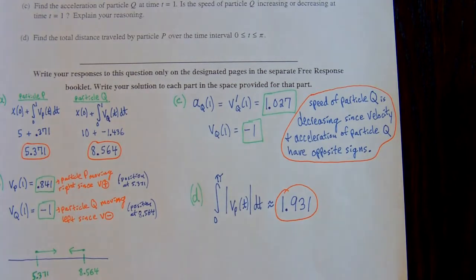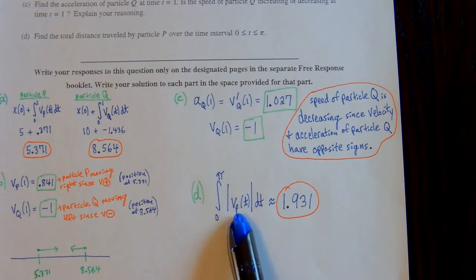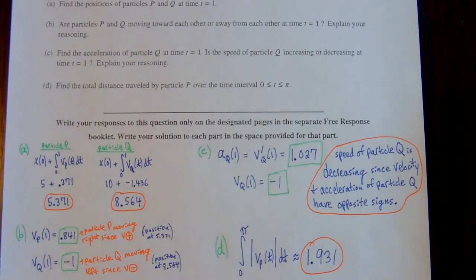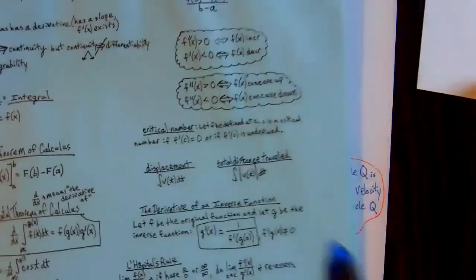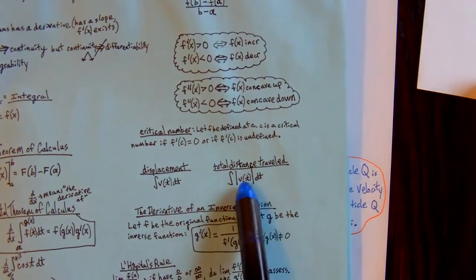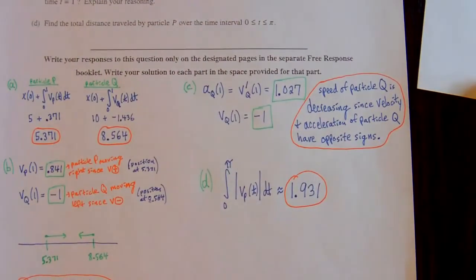For part D, easy calculator problem, but you have to make sure you're showing your setups, okay? Show your setups for these things. That way, if you happen to bump something wrong on the calculator, you can get some credit for that. When it tells us total distance traveled, that is in your blue packet. You've got the displacement formula and the total distance traveled formula right there. I want the total distance traveled. That's the integral of the absolute value of that velocity. And this time we're talking about particle P. So I can just enter that into my calculator.